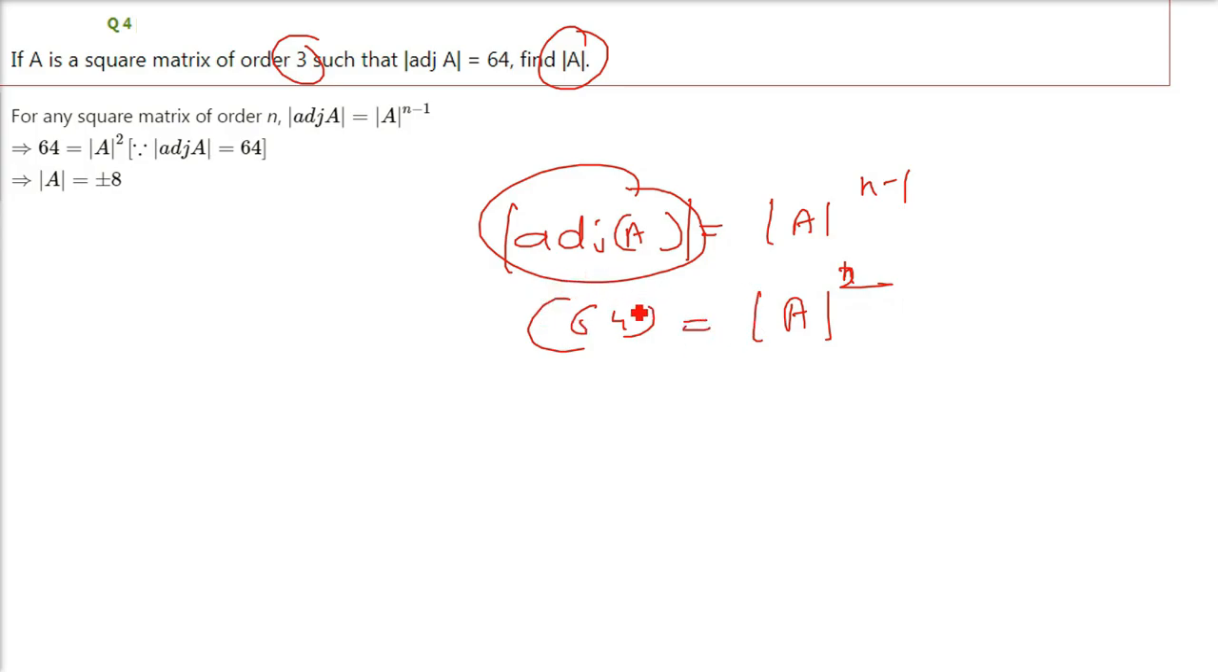You can write 64 as 8 square. 8 square is determinant of A whole square. That is simply equal to x square. You can write that determinant of A is equal to plus minus 8. It can be plus 8, it can be minus 8.